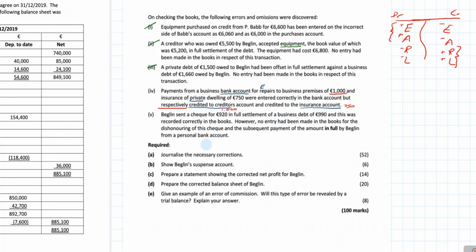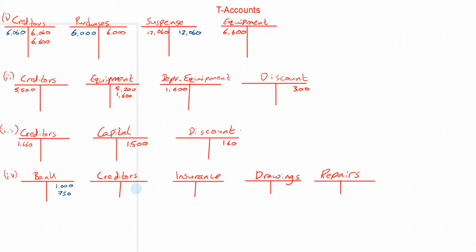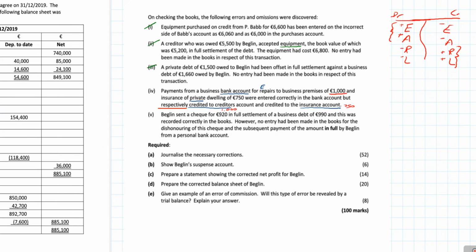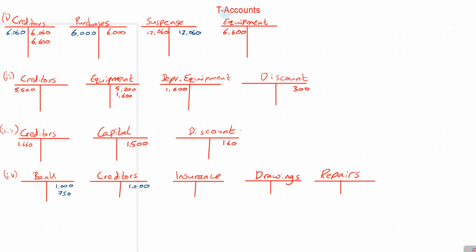So they're saying that respectively, the 1,000 euro has been credited to the creditor's account. So there's definitely going to be a suspense because we haven't correctly done a double entry. So there'll be a suspense account. And credited to the insurance account. So it's also credited to insurance. Now we know, number one, if we're paying for something that's coming out of our bank account, it should double entry into our repairs account. 750.